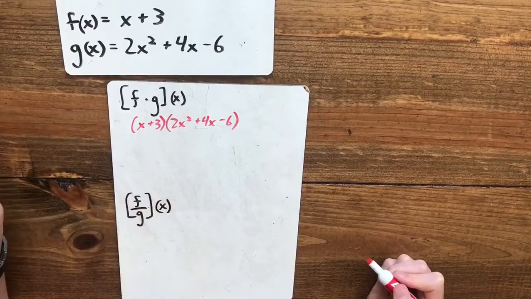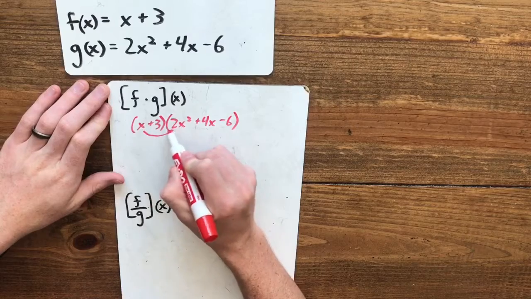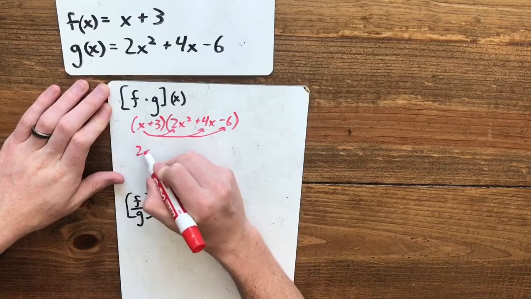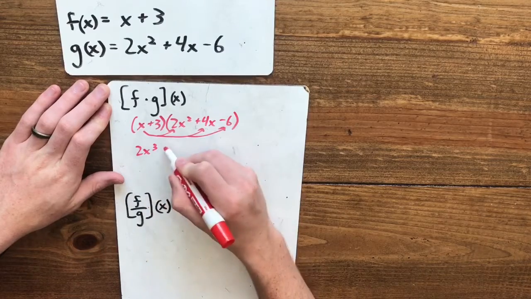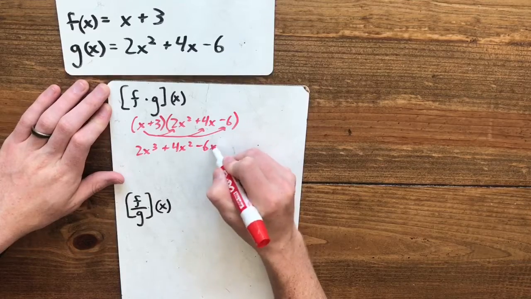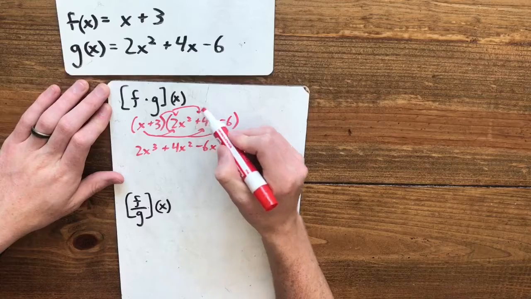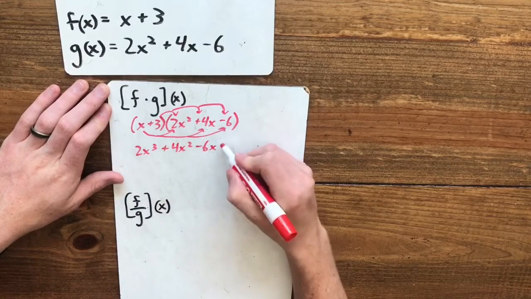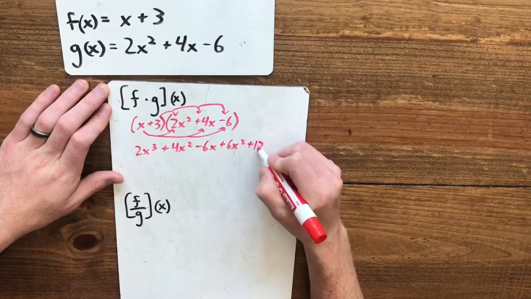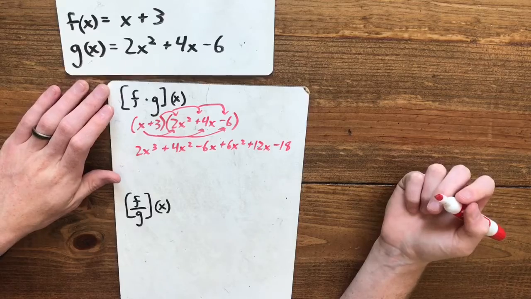We're multiplying these two expressions, so essentially I'm going to be distributing my x. x times 2x squared is now 2x cubed. x times 4x is now 4x squared. x times a negative 6 is now negative 6x. I distribute the 3. 3 times 2x squared is 6x squared. 3 times 4x is 12x, and 3 times a negative 6 is a negative 18.